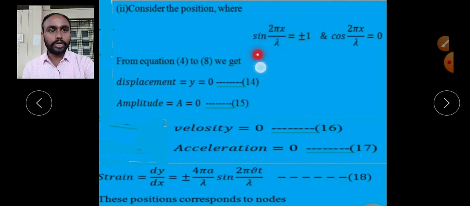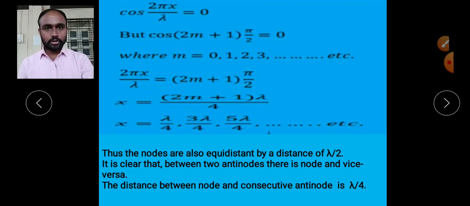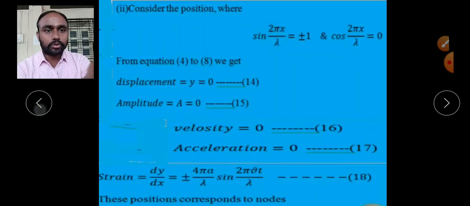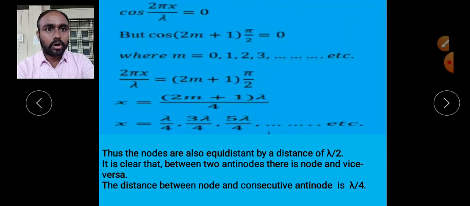For this we can take the help of cos 2 pi x by lambda equal to 0, or we can use either condition. Since we already used sin 2 pi x by lambda equal to 0 in the first condition, where sin of m pi is 0, here we will use cos 2 pi x by lambda equal to 0, since in this particular case cos 2 pi x by lambda is 0. Generally, cos of an odd multiple of pi by 2 is always 0. That means cos pi by 2, cos 3 pi by 2, cos 5 pi by 2, all are 0.